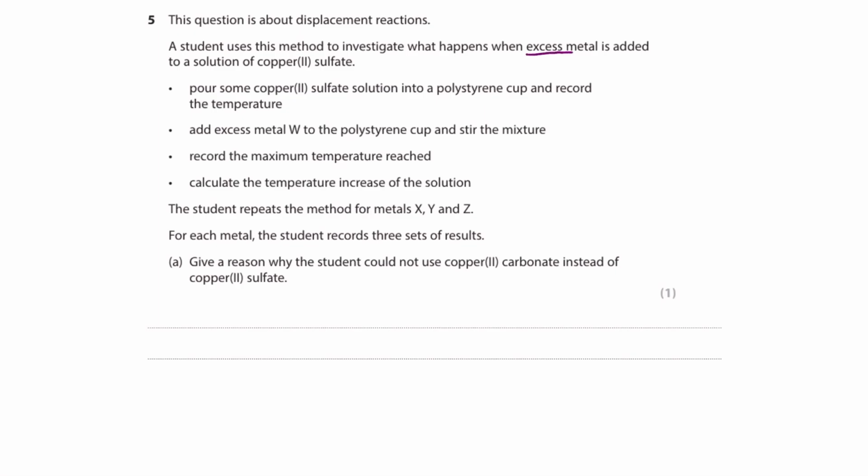It's excess metal, right? And the solution is copper sulfate. So we have copper sulfate solution. We are adding metals in excess. Pour some copper sulfate solution into a polystyrene cup and record the temperature. Why do we use a polystyrene cup?